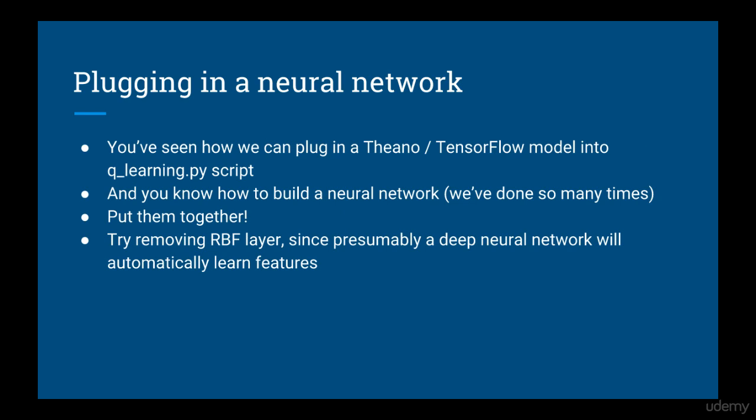First, you've already seen that we can plug in TensorFlow or Theano into our Q-learning script. You also know how to build a neural network in TensorFlow and Theano because we've done this many times in previous deep learning courses. So one interesting thing to try would be to replace our linear model with a nonlinear deep neural network. You might also want to remove the RBF layer, since we expect that a neural network should be able to come up with its own features.